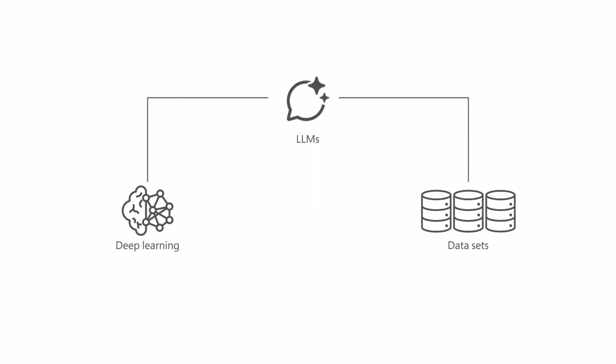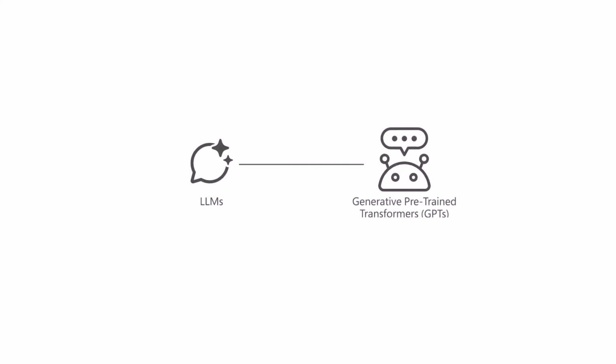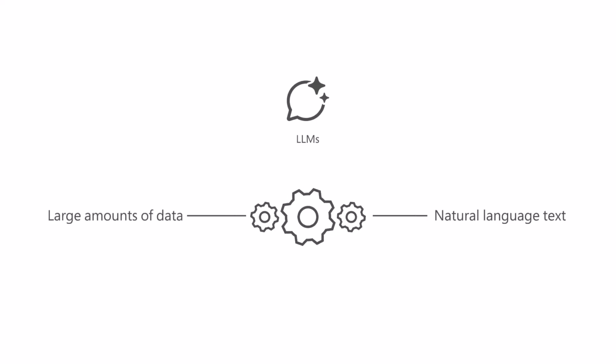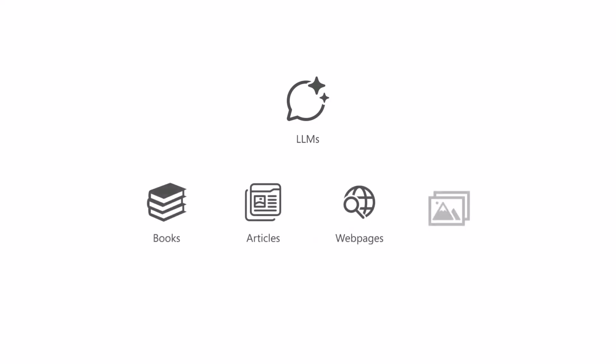LLMs are a type of AI algorithm that uses deep learning techniques and vast datasets to understand, summarize, predict, and generate content. These LLMs include pre-trained models, such as generative pre-trained transformers, GPT, like GPT-4 Turbo, designed to excel in these tasks. LLMs process and generate natural language text by learning from large amounts of data from various sources such as books, articles, web pages, and images.